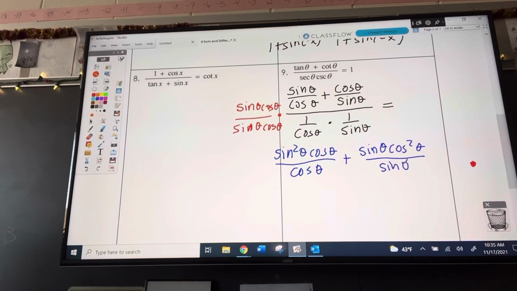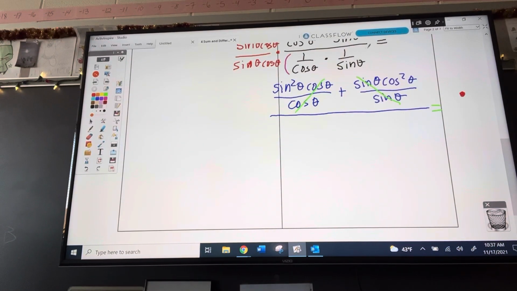There's our numerator. So that is the parentheses, that's like one term. So when you multiply across, this becomes sine theta cosine theta over cosine theta sine theta. That's right.